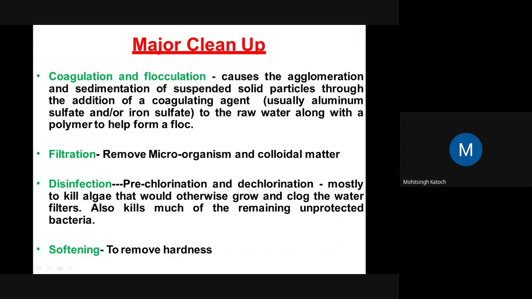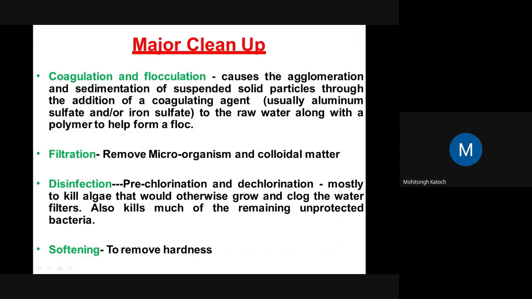Coagulation and flocculation cause the agglomeration and sedimentation of suspended solid particles through the addition of coagulating agents, usually aluminum sulfate or iron sulfate, ferric sulfate, to the raw water along with a polymer to help form a floc. And when flocs are formed, the process is known as flocculation, and these flocs tend to increase in weight and size, and they travel to the bottom of the tank from where they can be removed as sludge.